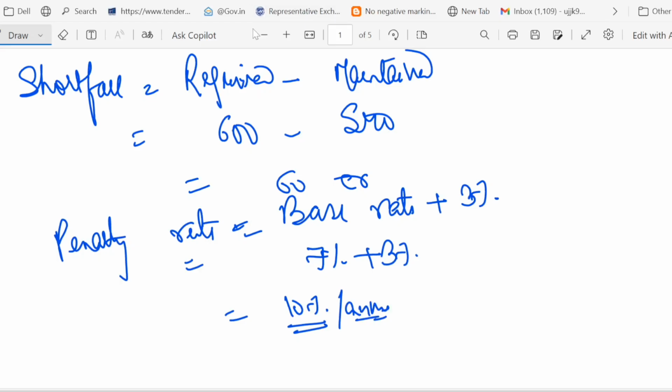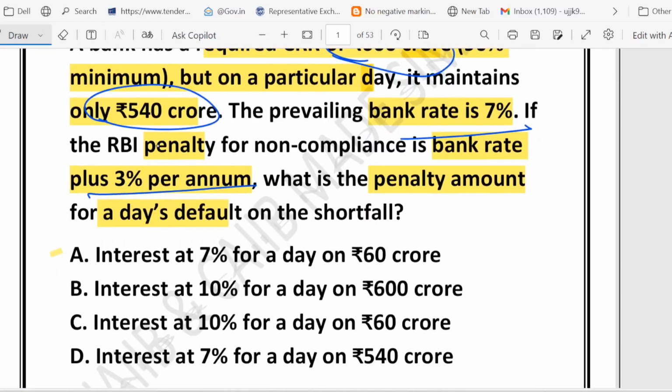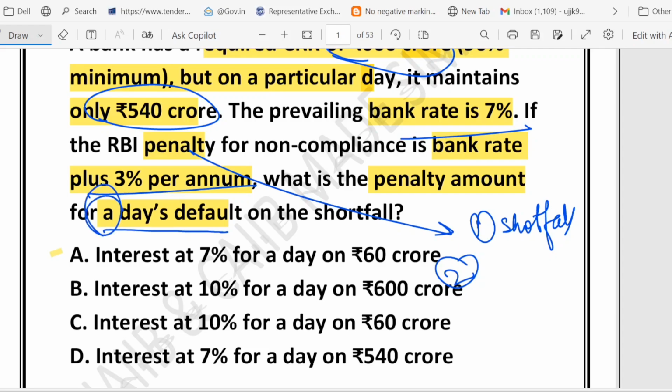Now one concept is that this particular penalty applies only on the shortfall and for the period of default. Please understand, two things are very important. First of all, it will apply on the shortfall only. And second, it will apply for the period of default. Can you tell me what is the period of default? It is clearly written, a day's default. So it means a single day. So the penalty will apply on the shortfall, and for the period of default, which here is 1 day.